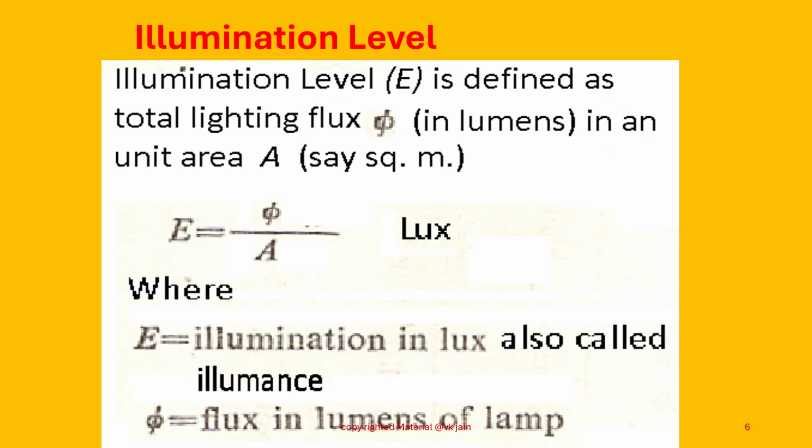Now we come to calculating the illumination level. Friends, illumination level denoted by E is defined as total lighting flux phi in lumens in a unit area A. Say A in square meter, then E equals phi upon A lux, where E is illumination in lux, also called illuminance, and phi is flux in lumens of lamp.